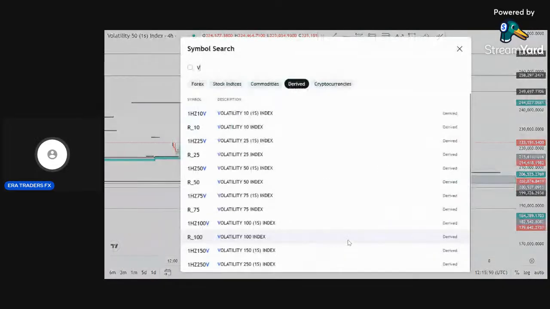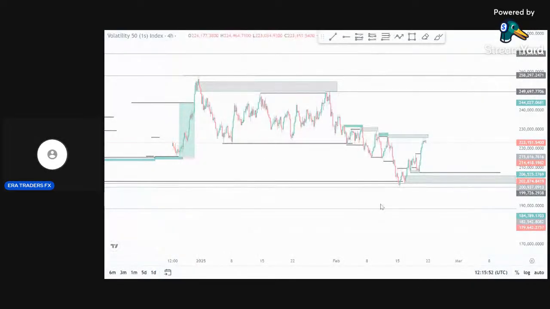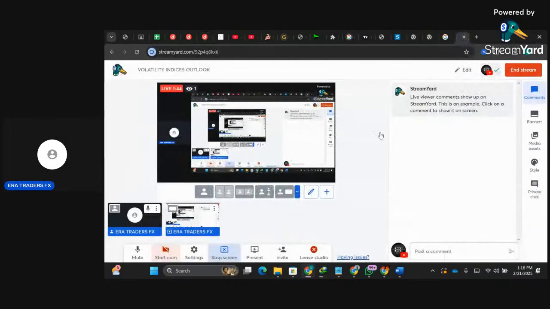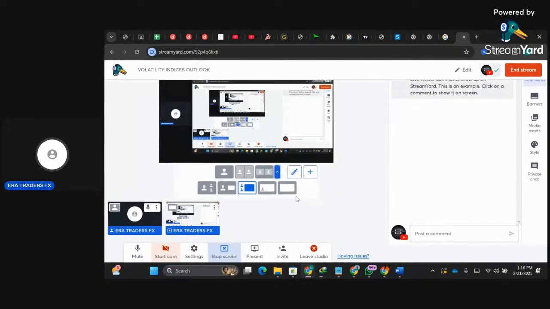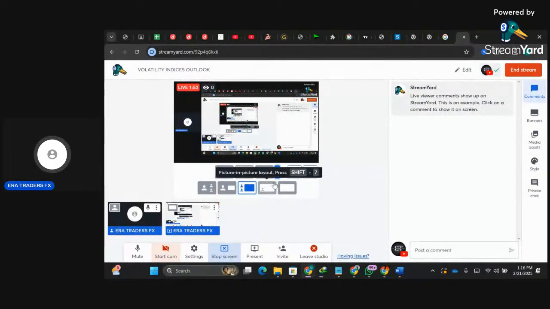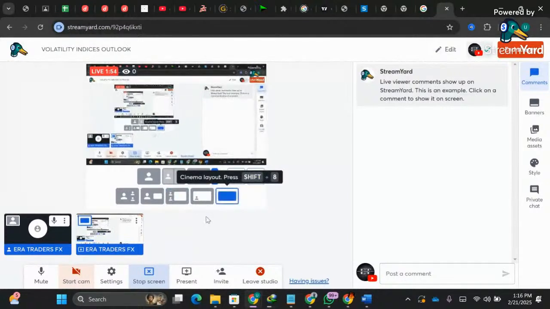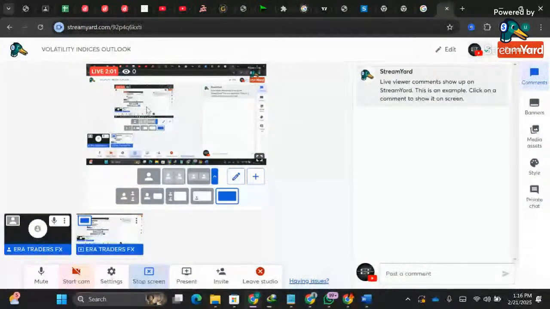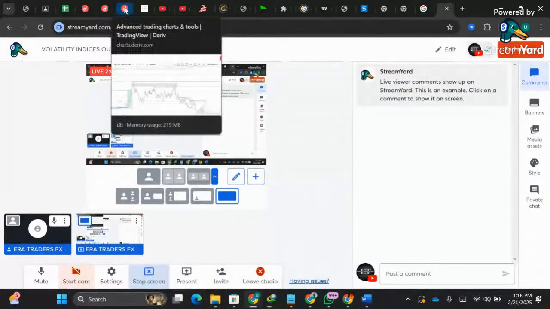So let's see Volatility 10, let's start from there. Okay, so these guys, what are the pairs that you want us to analyze? Please share it in the comment section so that we can look at it quickly, the pairs you want us to look at.